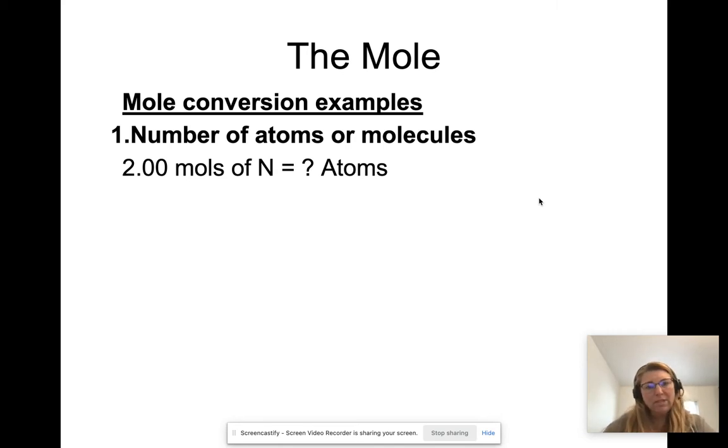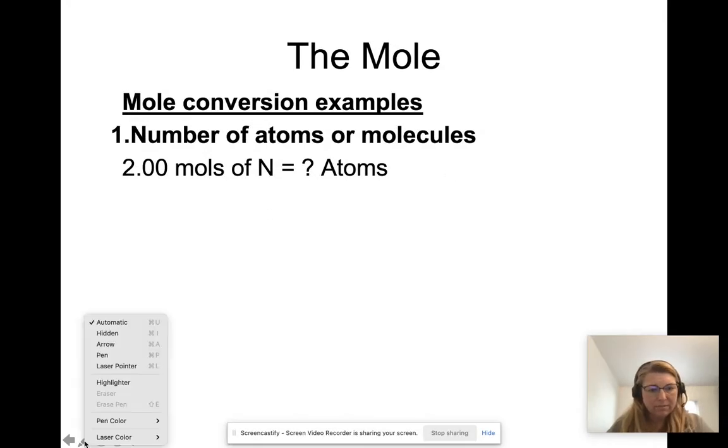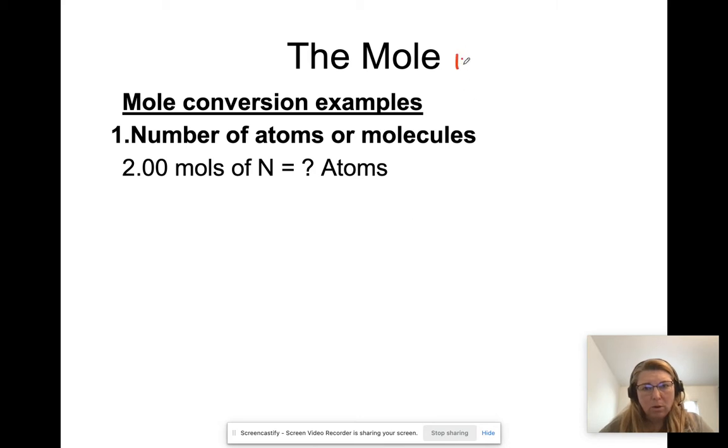And so the first type of example we're going to talk about is how to figure out the number of atoms or molecules from moles. And so the conversion factor that we use for this is that 1 mole equals 6.02 times 10 to the 23rd atoms or particles. And this is what we're going to be using as our conversion.